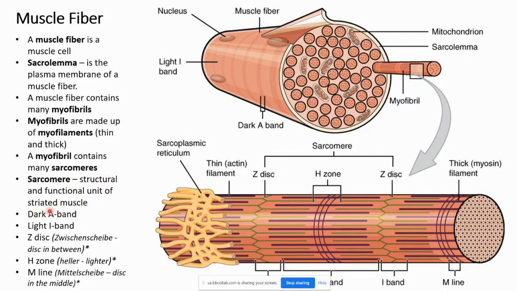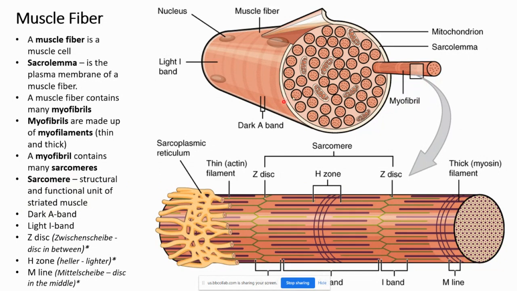Striated is another word for skeletal muscle. So the way this sarcomere contracts is by overlapping more and overlapping less, which is called the sliding filament model. So actin and myosin will slide against each other, which will move these Z discs closer together or far apart.